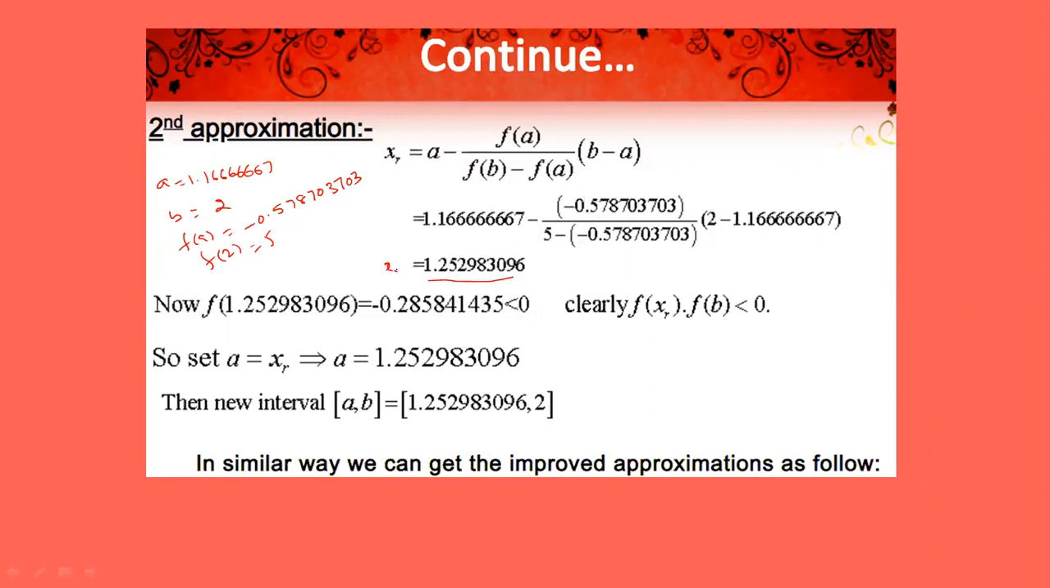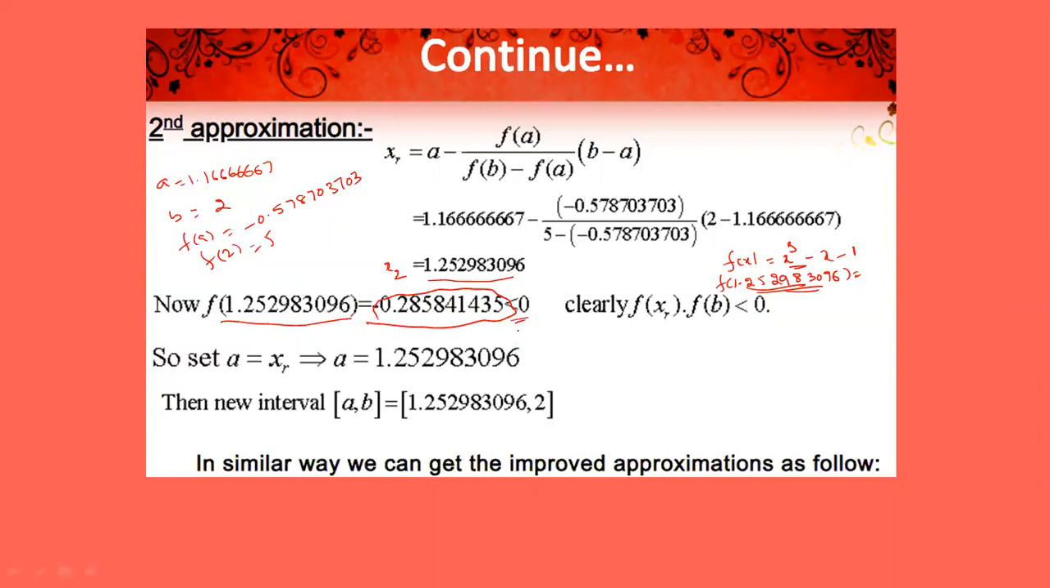That is x1. Take it as x2. Again find f of x2. Substitute in f of x is equal to x cube minus x minus 1. In the place of x, substitute this value, 1.2529833096. You will get minus 0.28. This is again less than 0.